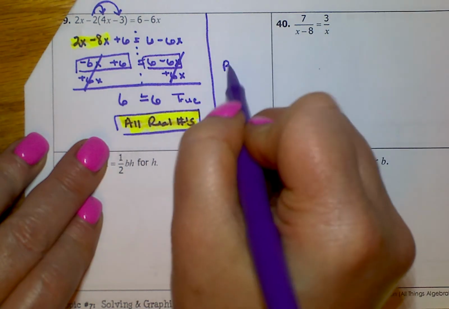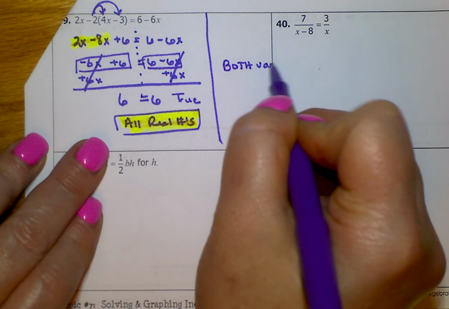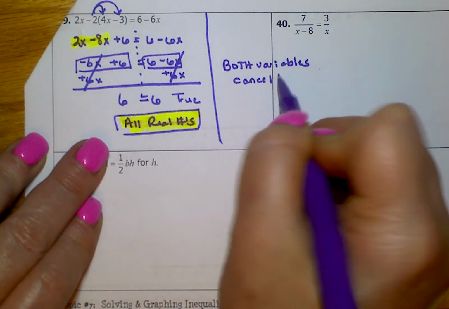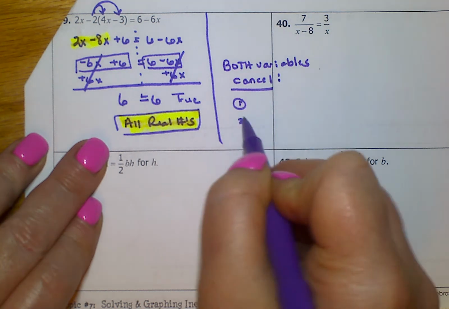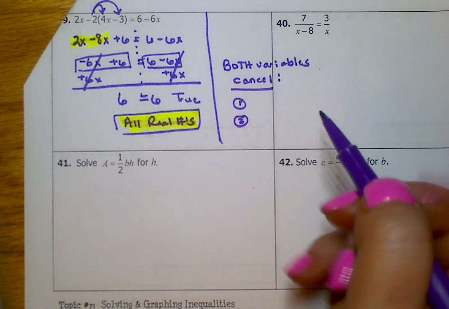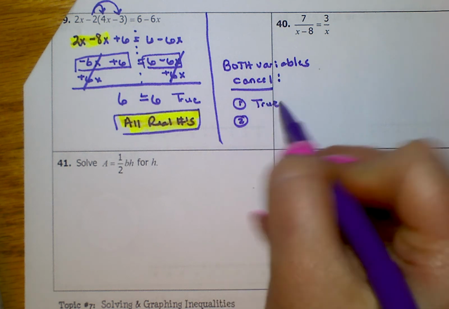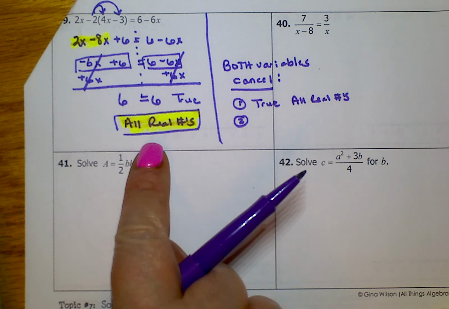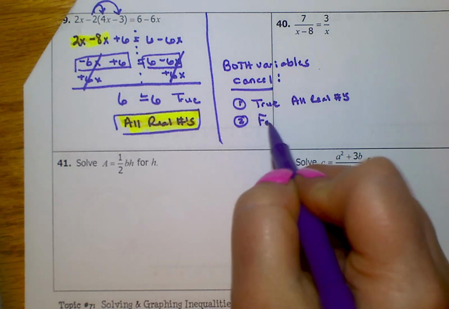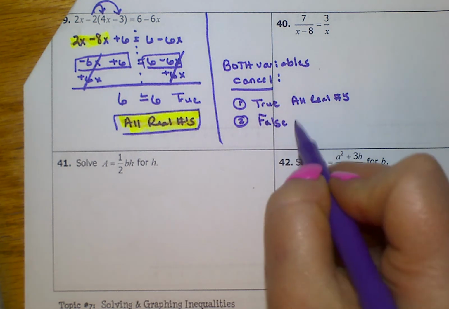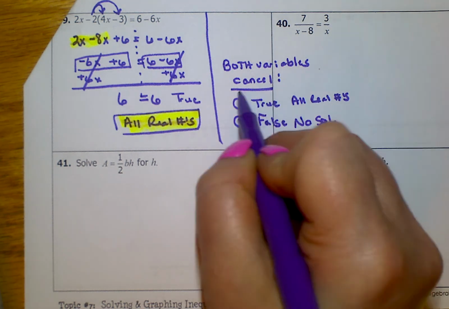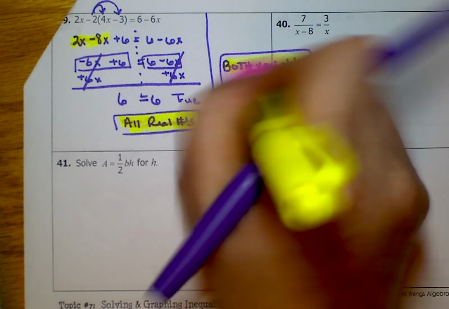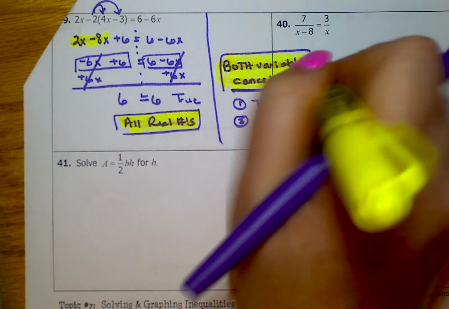So if both variables cancel, you have two different cases. If the two numbers are equal to each other and it is a true statement, your answer is all real numbers, like this one. If those two numbers do not equal each other and it's false, then your answer is no solution. Now that's if both variables cancel and you do not have a letter to solve for. There's not a letter left in that problem.